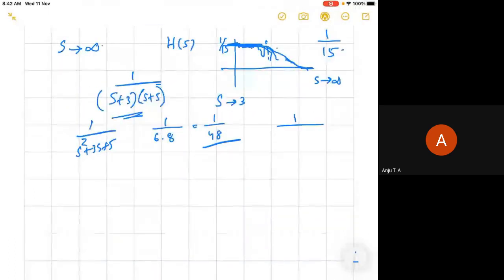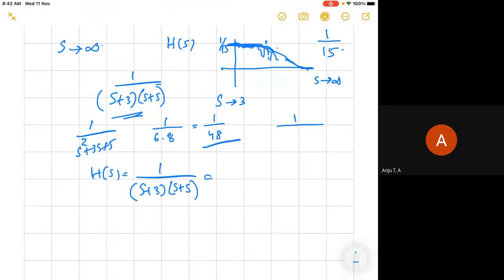Okay, now let us see how the design comes. If H(s) is 1 by s plus 3 into s plus 5, this can be written as, the difference between 5 and 3 is 2, so we can put 1 by 2 into, you are basically making it into partial fractions. So 1 by s plus 3 minus 1 by s plus 5. So when you take the LCM, s plus 5 minus s plus 3 will be 2. So that 2 will cancel with this, and in the denominator you have s plus 3 into s plus 5. So this is your H(s).